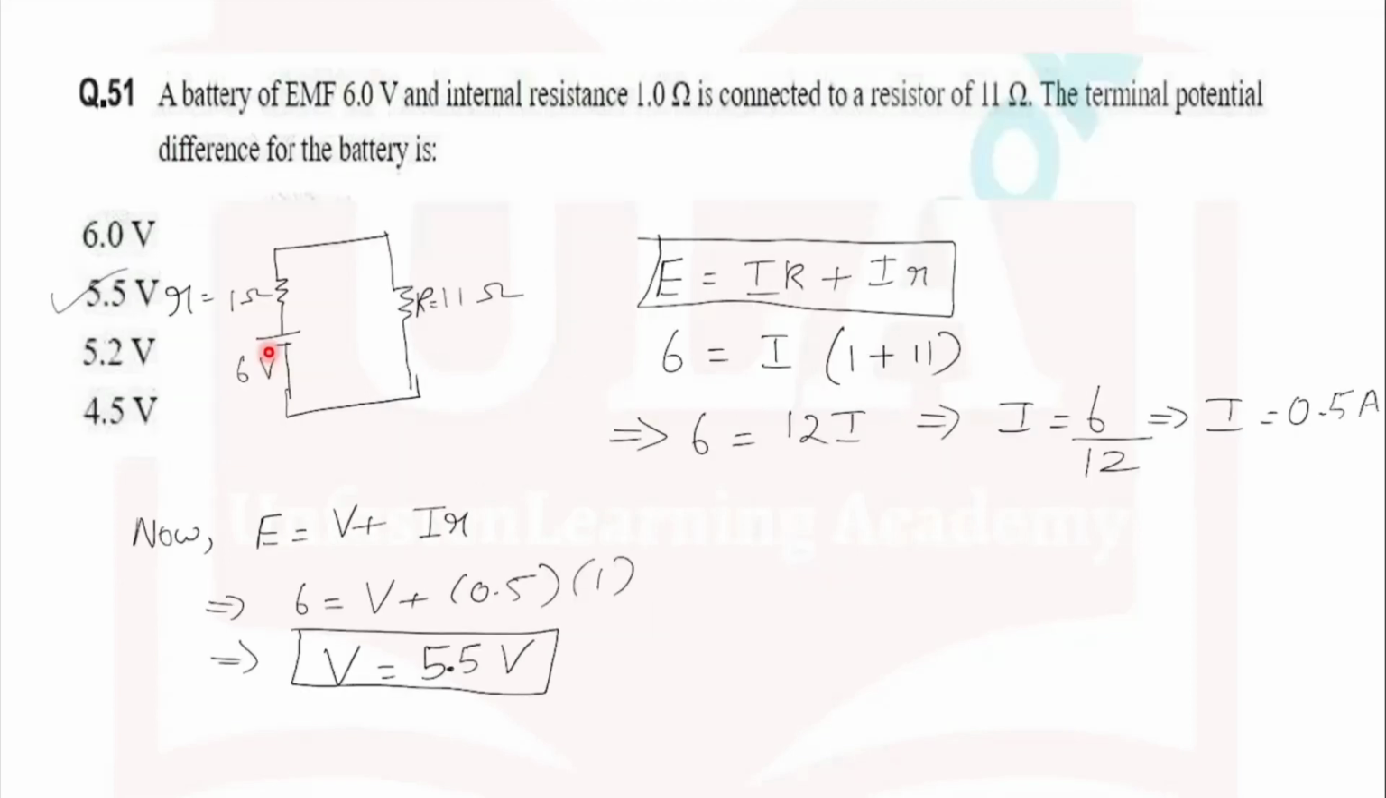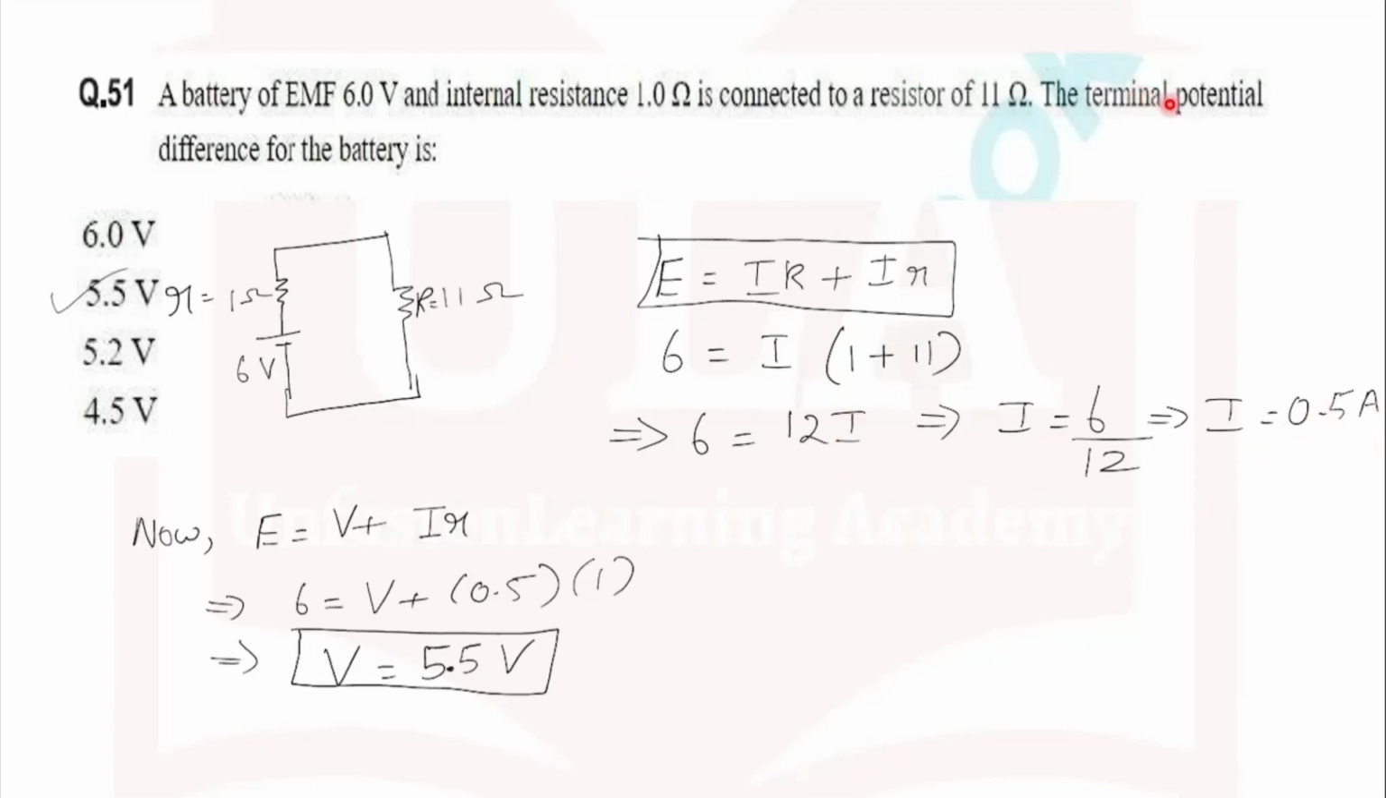Moving on. A battery of EMF 6 volt and internal resistance 1 ohm is connected to a resistor of 11 ohms. The terminal potential difference for the battery is asked. Now we have to again represent this data in the form of a circuit diagram. 6 volt is given and the internal resistance small r is given, and we are also given the terminal resistance. Substituting, E is equal to I R plus I r, that is the terminal resistance and the internal resistance. Substituting over here, you can get the value of I, which will be equal to 0.5 amperes.